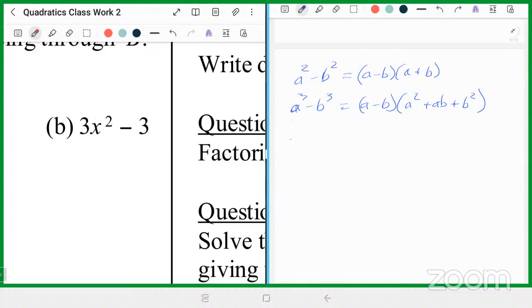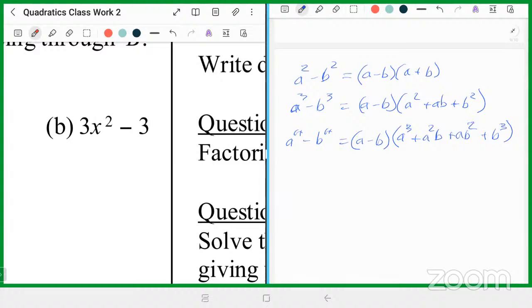Then I can have a to the 4th minus b to the 4th. This again starts with a minus b. And then inside this bracket now, I'm going to start with a cubed. The power of the a is going to go down to a squared. Then the b will start. Then the power of a drops again to a, and the b comes up to b squared. And then I have b cubed. So it's like a number pattern, and I can continue on and on forever.